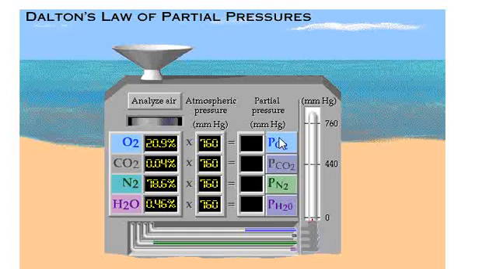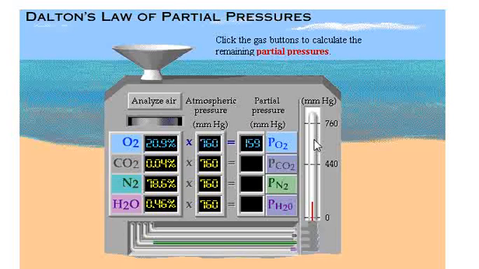Oxygen comprises 20.9% of the atmosphere. The pressure exerted by oxygen is 20.9% of the total pressure of 760 millimeters of mercury, which equals 159 millimeters of mercury. This value is known as the partial pressure of oxygen and is written as P with a subscript O2. Click the gas buttons to calculate the remaining partial pressures.